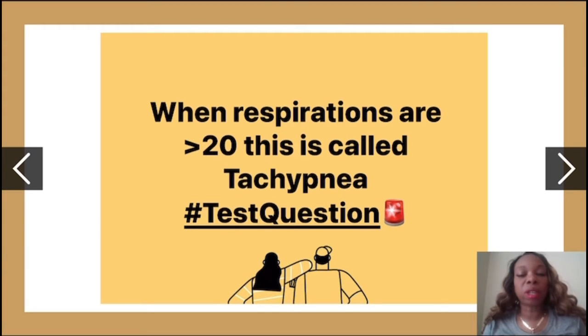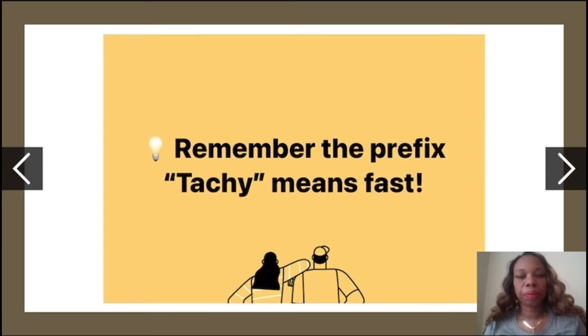When respirations are greater than 20, this is called tachypnea. This is also abnormal and it should be reported to the nurse. And tachypnea has been seen on the CNA state exam. Remember the prefix tachy means fast.